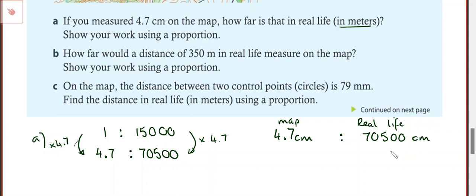So, yes. Divided by how many centimeters go into 1 meter? 100. So let's divide it by 100 and we get 705 meters. So 4.7 centimeters on the map is 705 meters in real life.